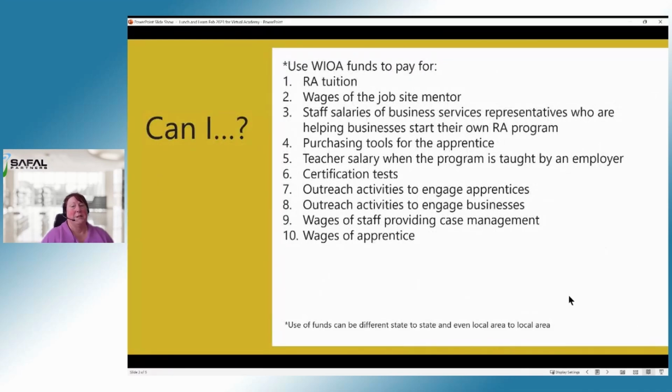So let's take a look now. This is when we're going to start doing some of these questions for you. Can you use WIOA funds to pay for registered apprenticeship tuition? What do you think? Go ahead and toss that into the chat.